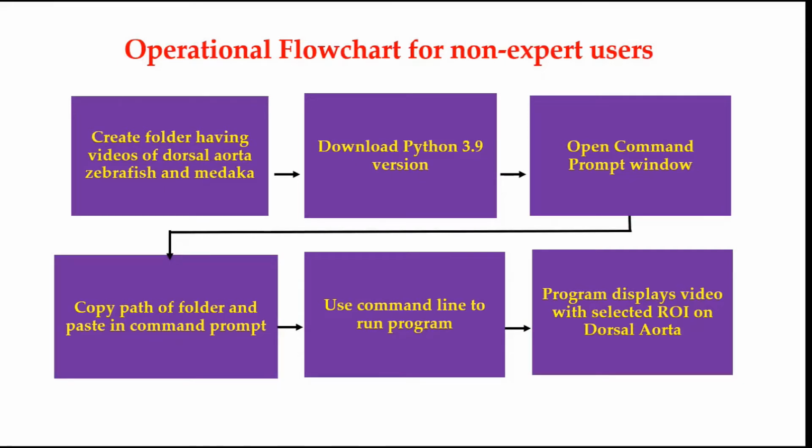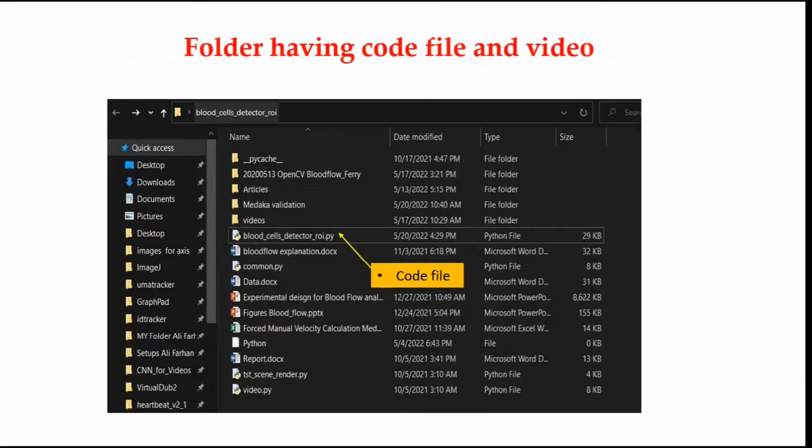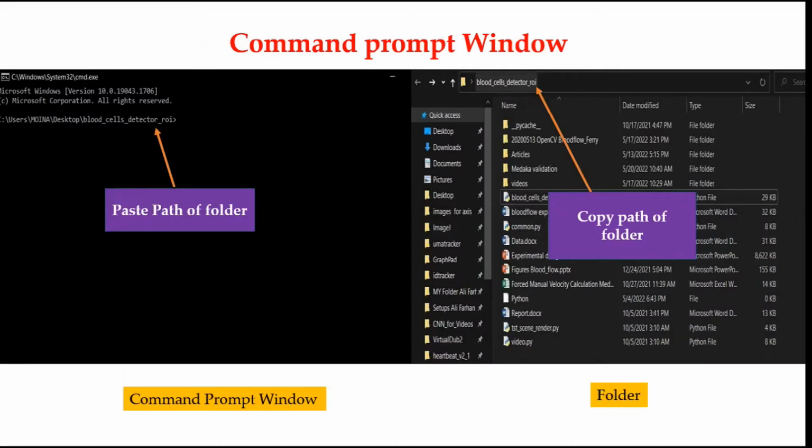Now this is our operation flow for non-expert users. Simply create a folder having the videos, like dorsal aorta, of zebrafish and medaka, download python, open the command window and copy and paste the path. I will show this later in the next slide. By using the command line you can simply get the selected ROI of the dorsal aorta in a separate window, and that will be a window for a better view. These are the features we used Python for, masking as well as stabilization. And now this is the view. I think it's clear for you to understand that there is the code file I mentioned.